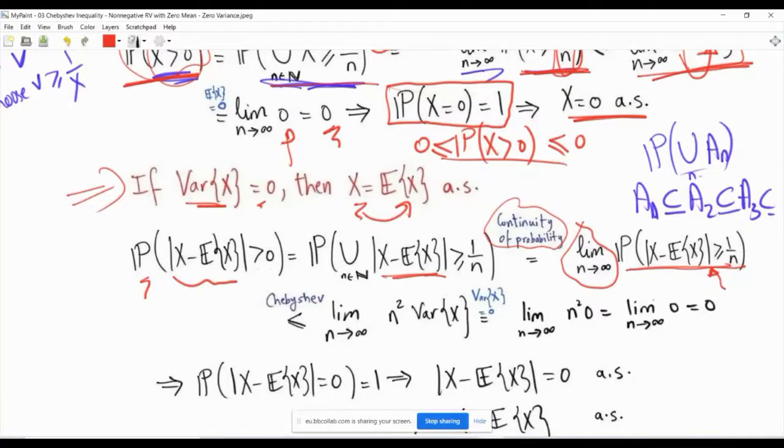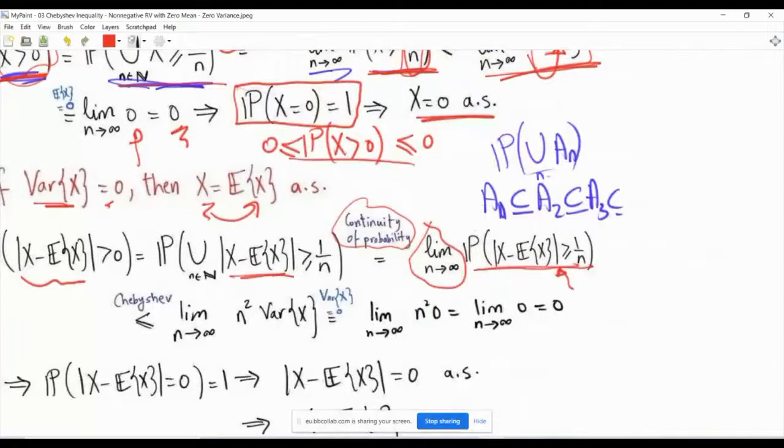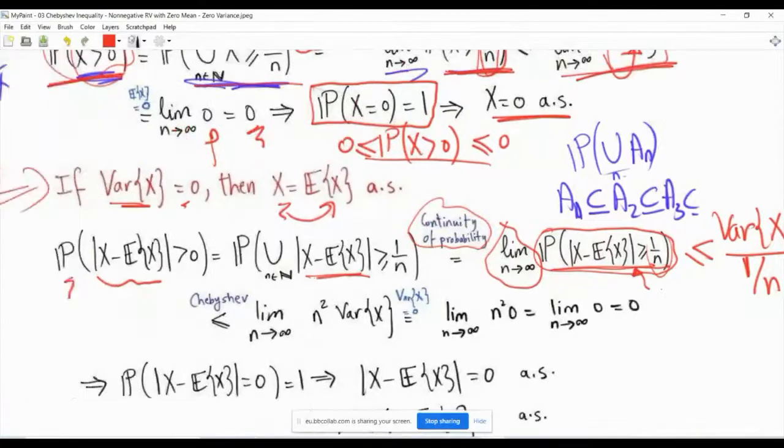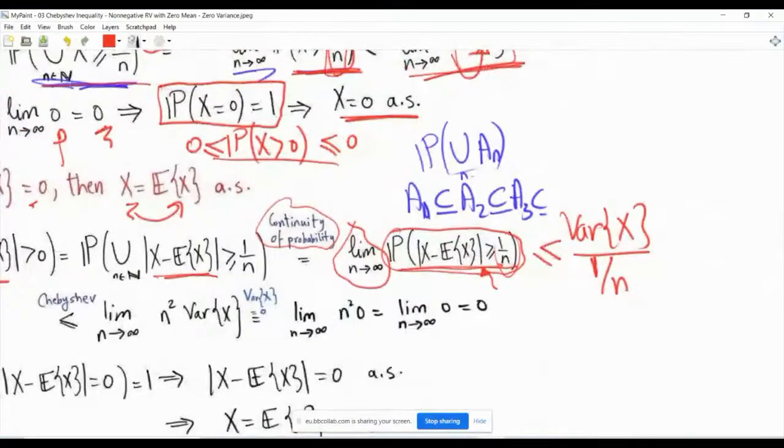Now to this probability, we can apply the Chebyshev inequality. So by the Chebyshev inequality, what is this probability? The probability that the absolute value of a random variable minus its first moment is greater than or equal to a positive number is upper bounded by, in the numerator, the variance of the random variable, variance of X, and in the denominator, basically this guy here, which is 1 over n. So variance X over 1 over n, and so this will give you 1 over n squared.